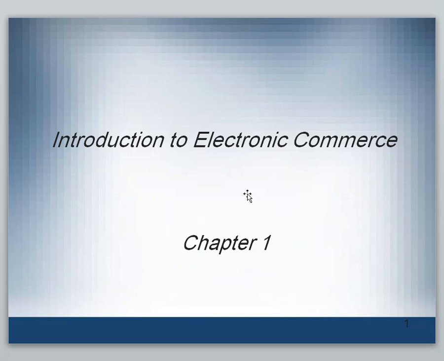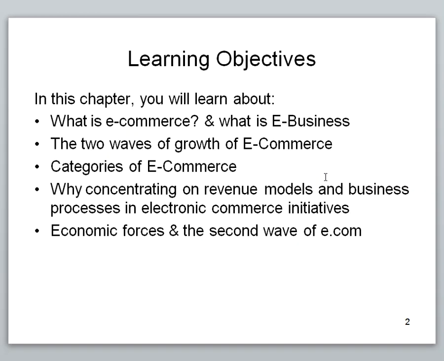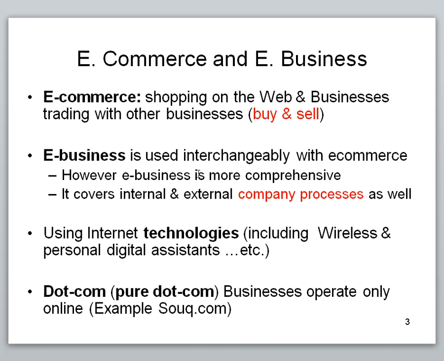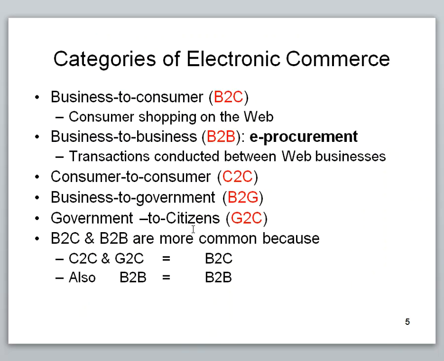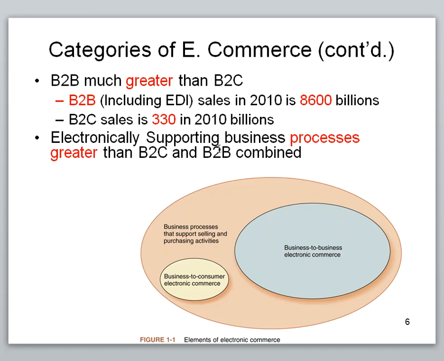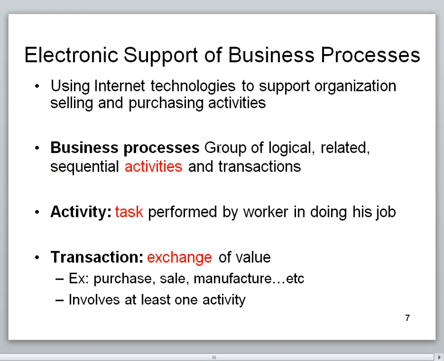The chapter title, as you see here, is Introduction to Electronic Commerce. In the previous lecture we gave the definition of e-commerce and e-business and the differences between them. These are the slides we covered in the previous lecture. We also covered .com companies, with examples, and the types of electronic commerce categories. As we see, there are 5 here, and we said that these 2 are the main ones. Then we talked about electronic support of business processes, and this is the essence of our course.